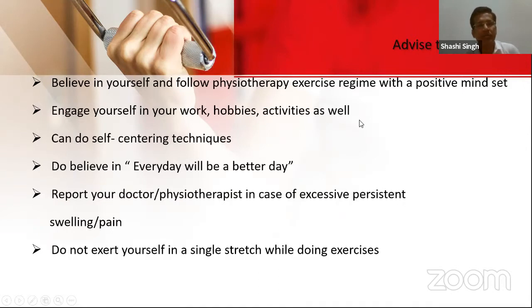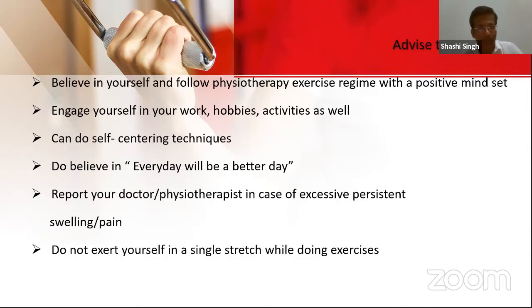This is very important. Engage yourself in your work, hobbies, whatever you are doing. Don't engage only in the physiotherapy or exercise. So it works in a different way. And patients can do some self-centering techniques, like just focus on your targets or goals and work to achieve that goal. So these are the better techniques.